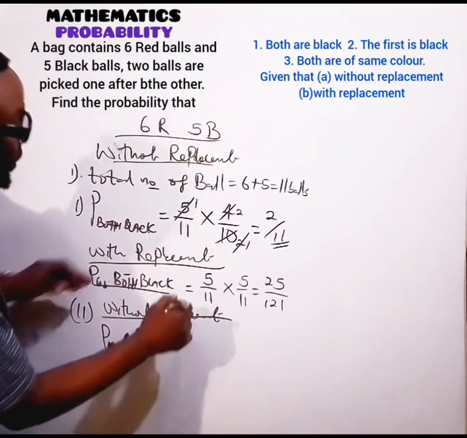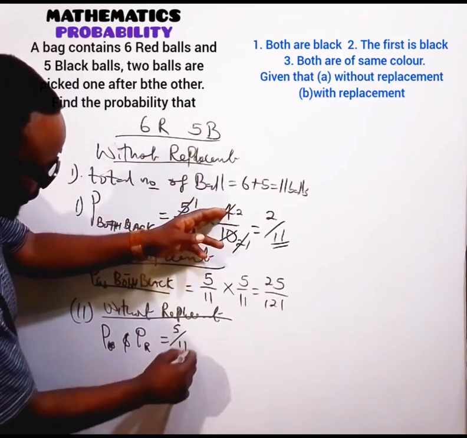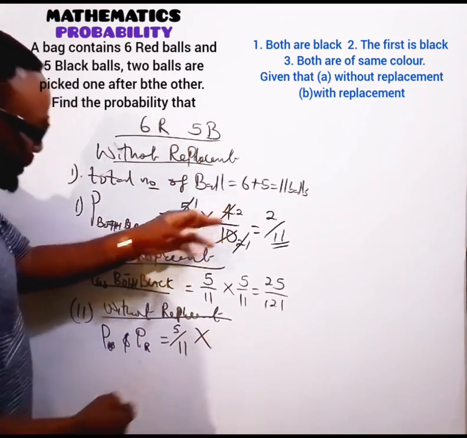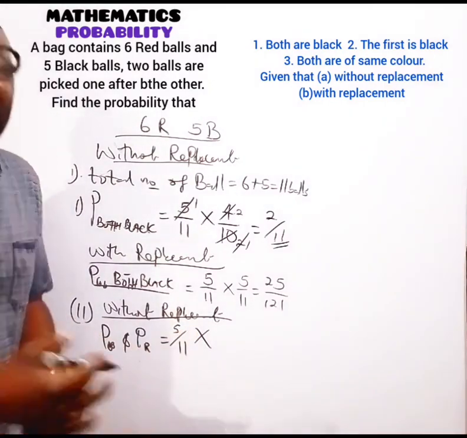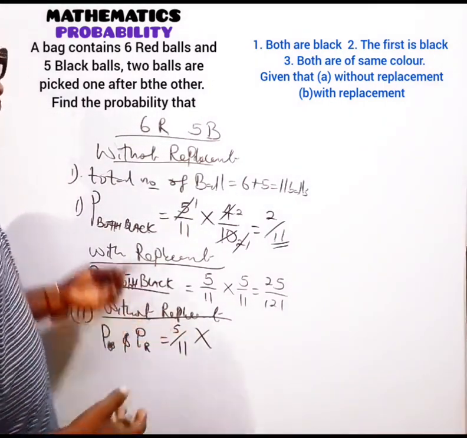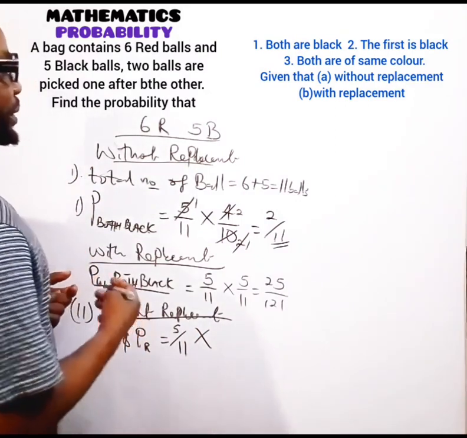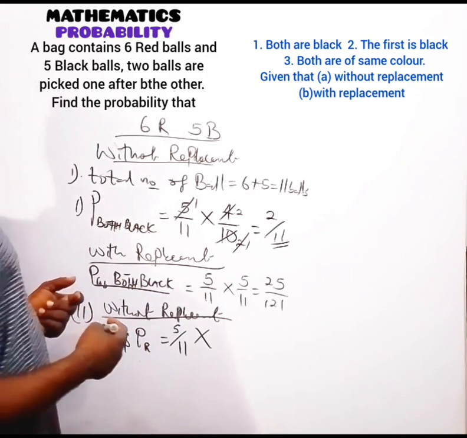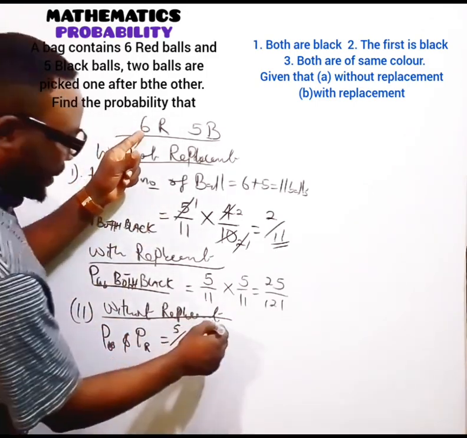That is going to be how many black? 5 over total number of balls 11, and multiply by the first is black, and the second is red. The first is black and the second is red. The second will now be red, which is what? How many balls do you have?